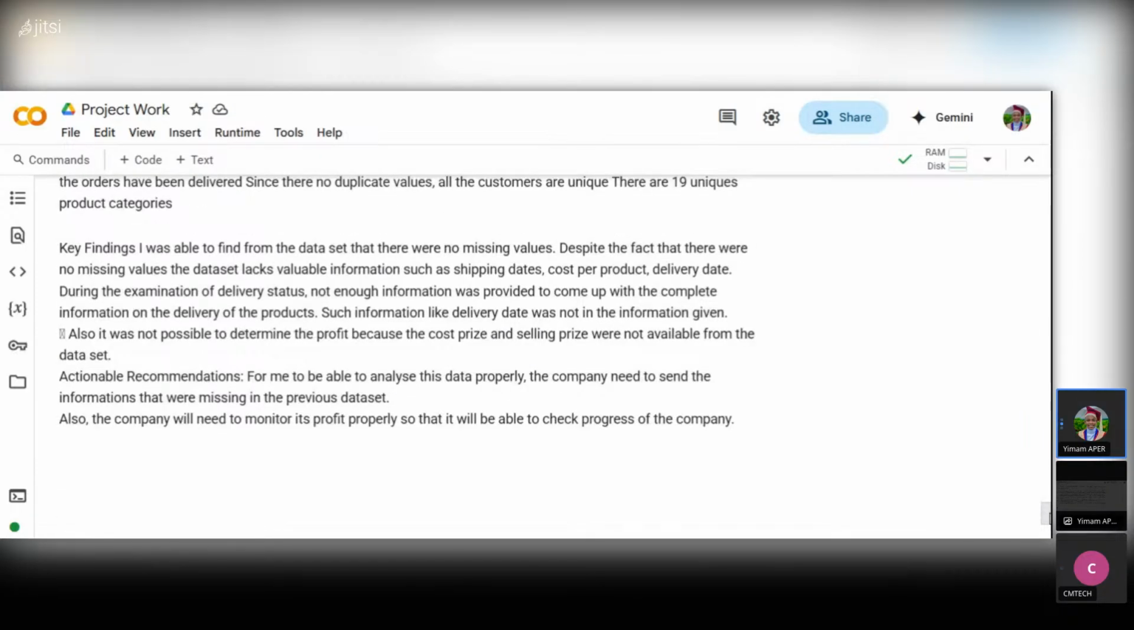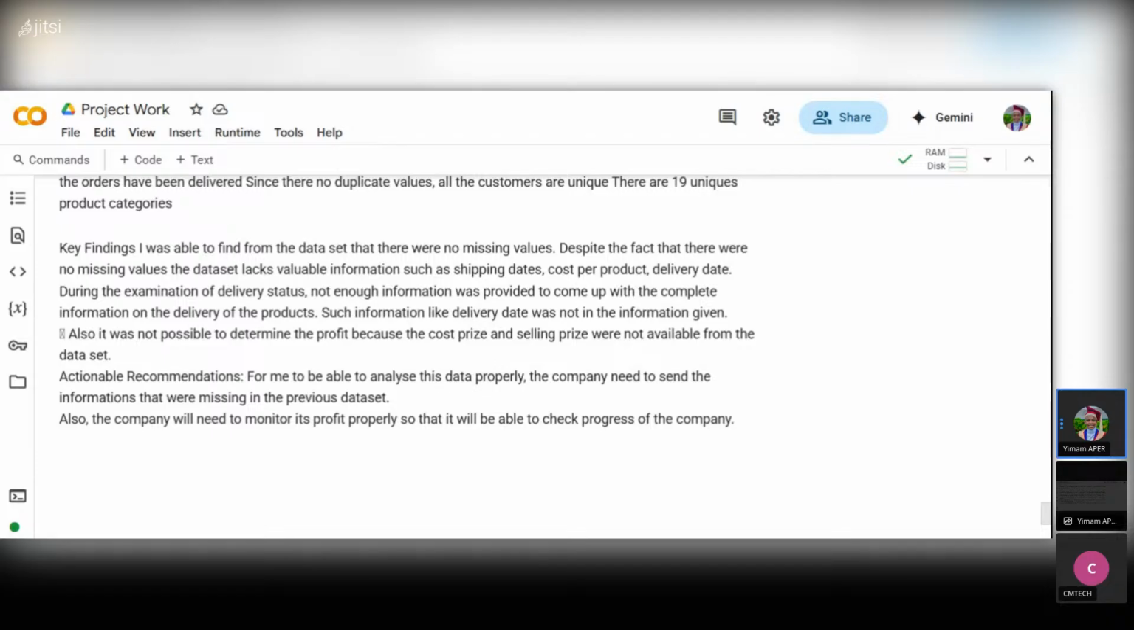So key finding, I was able to find that the data said there were no missing values. Despite the fact that there were no missing values, the data set lacked valuable information such as shipping date, cost per product, delivery date, and other items that were needed to carry out some of the functions, like cost price, selling price, and other things. So it was impossible for some of the demands to be attended to, based on my understanding.